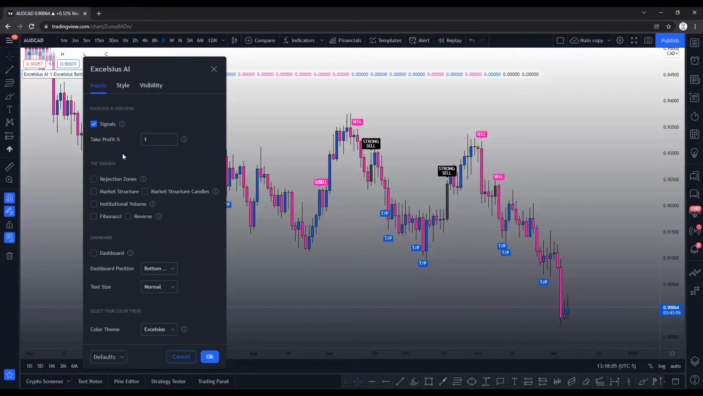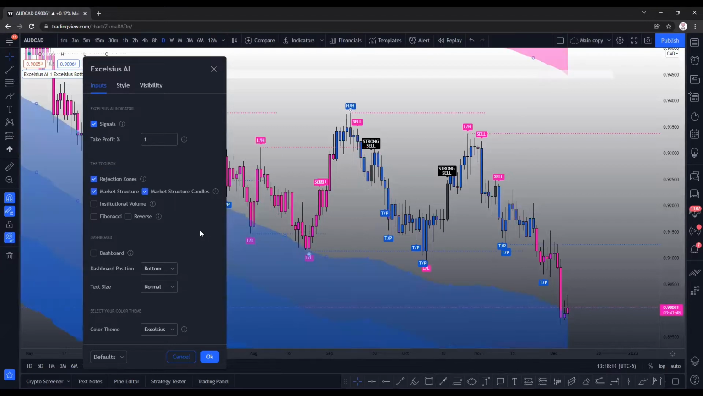Now, automatically on top of the signals, what I like to personally throw on straight away is all three of these settings. These are personally just what I absolutely love having automatic, and then I like to interchange the volume, the fibs, and the reverse, and of course I keep on the dashboard always. But I like to keep these three all based on what's going on at that given time.